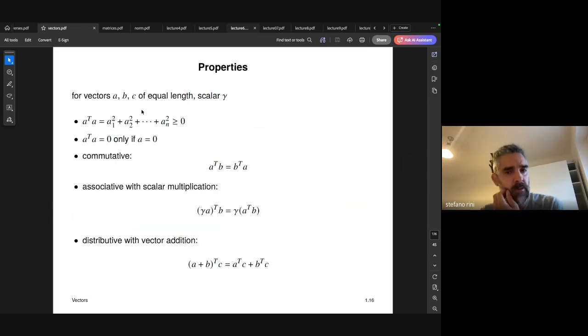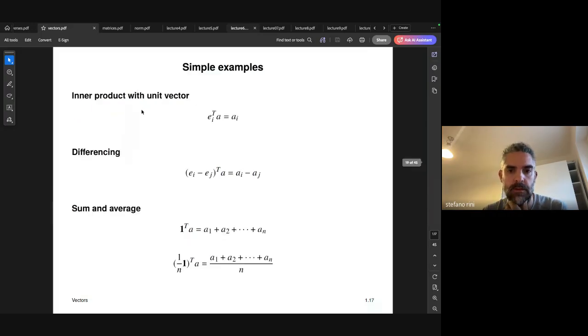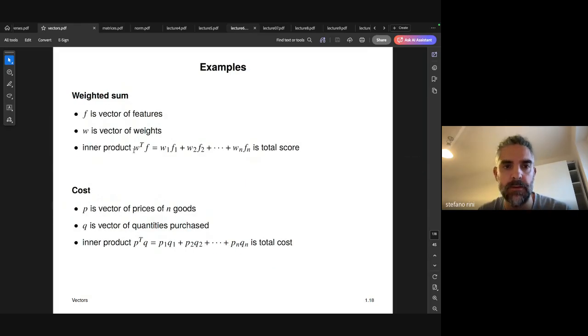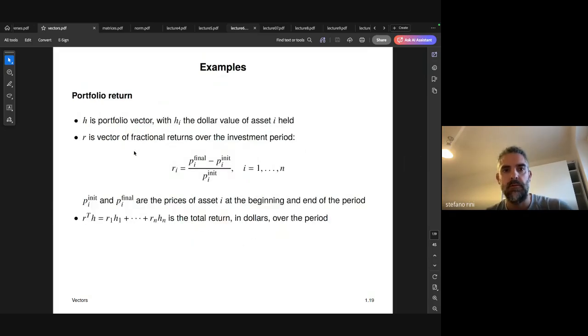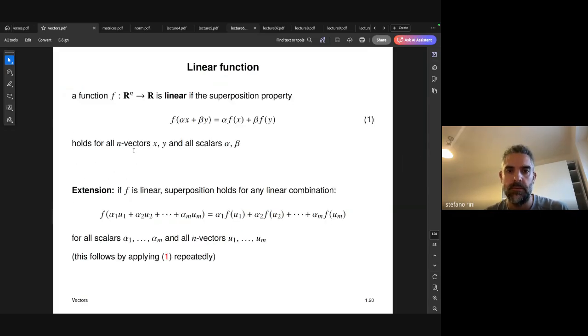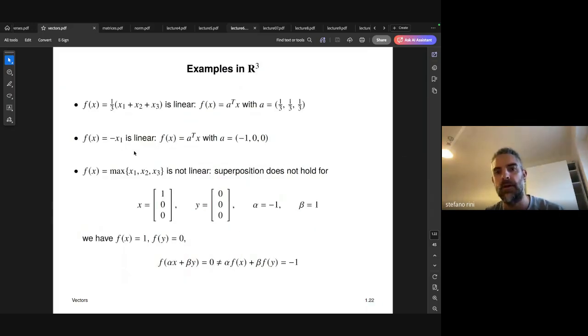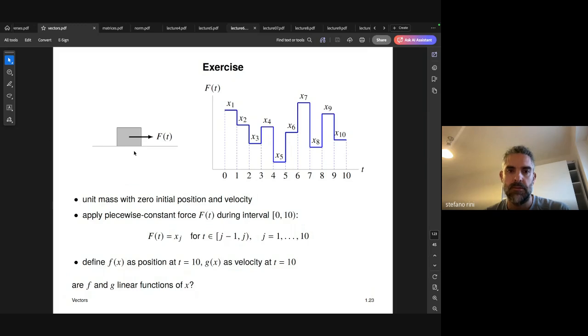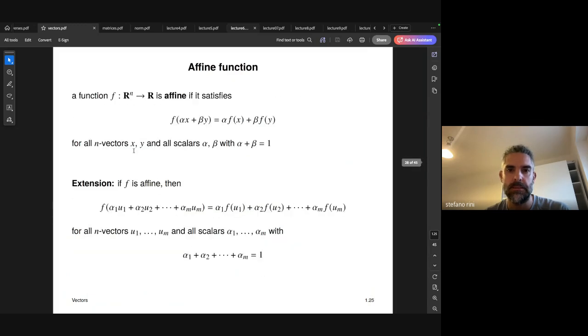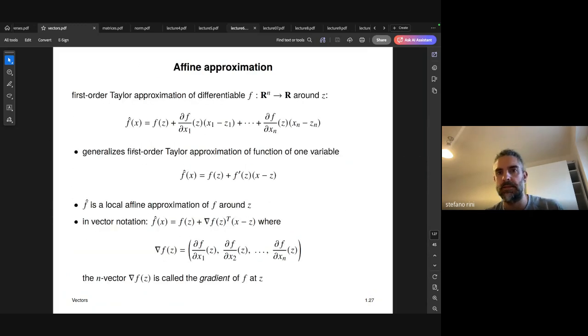Then we did the inner product. We described what is the role of the inner product. Some examples of inner product, some use of this special vector, the basis vectors. Then we described weighted sum. How can we describe whatever as a product? And there was this example on the portfolio return. Then we described linear functions. I think they're very easy. Inner product is a linear function. Yeah, so this was the example with the initial mass, but this is all easy stuff.